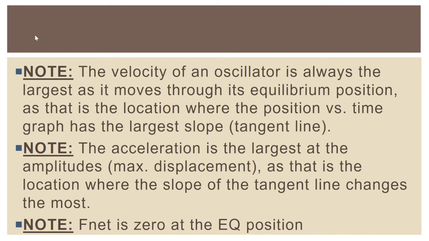The acceleration is largest at the amplitudes, as that is the location where the slope of the tangent line changes most. And that, of course, should make sense because acceleration is defined as the rate of change of velocity. And then lastly, the net force is 0 at the equilibrium position. That is an extremely important thing for you to know.